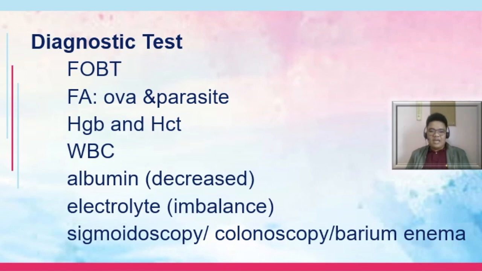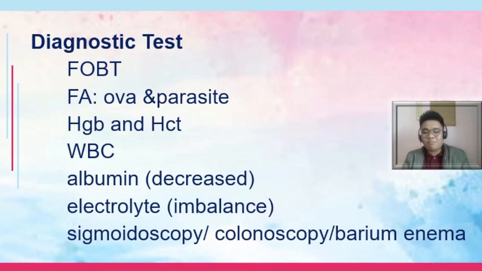So diagnostic tests, we would want to know if there is blood in the stool, so your fecal occult blood test. We would also want to check for the presence of ova and parasites. We would like also to confirm if there is a hemoglobin and hematocrit decrease. Remember that your hemoglobin and hematocrit decrease is related to bleeding also. WBC is usually increased because this is an inflammatory process. It would also confirm if there is presence of infection.